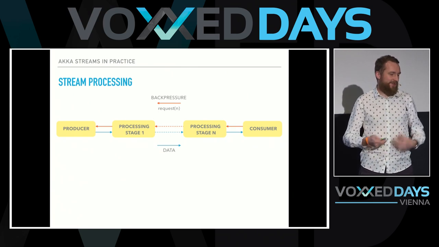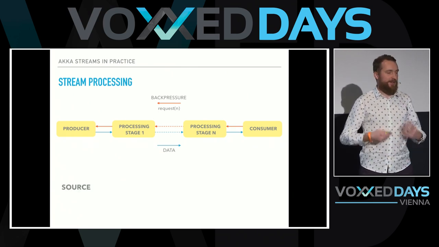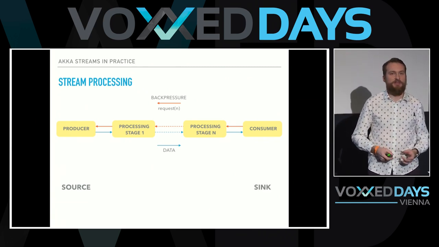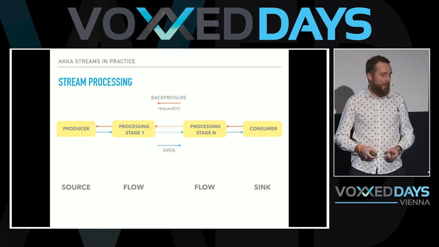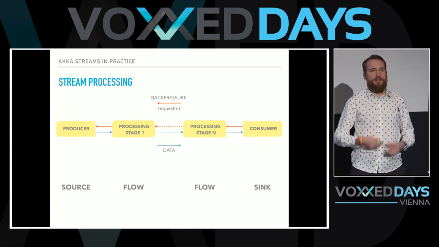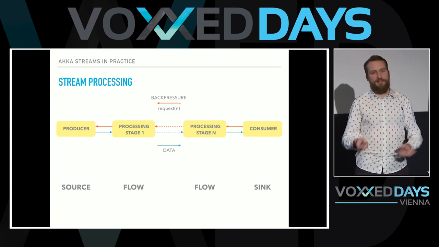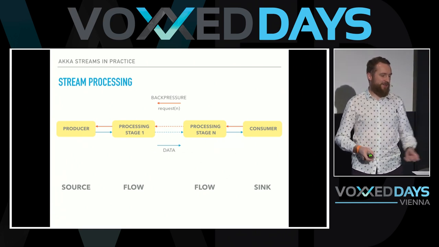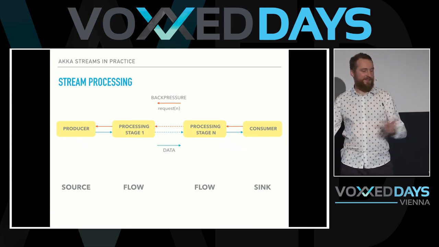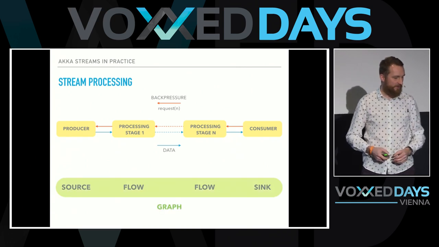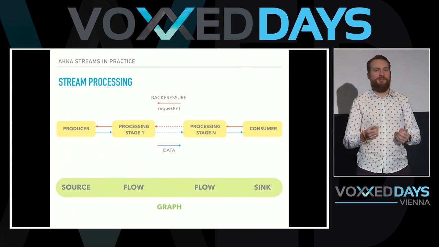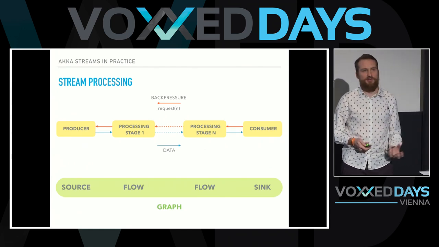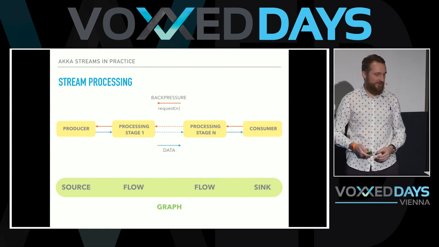Since Akka Streams is one of the implementations, it has its own terminology. In Akka Streams, the producer is called a source. The consumer is called a sink. And all the intermediate steps are flows. Actually, the source and the sink are also flows in the Akka Streams world, but let's just think of a source as a source, a sink as a sink, and all the intermediate steps as flows. If we combine them together and link the various stages, they are called a graph. And the graph is the processing unit in Akka Streams.